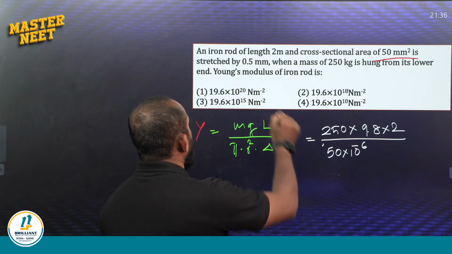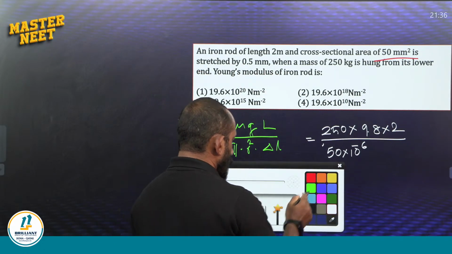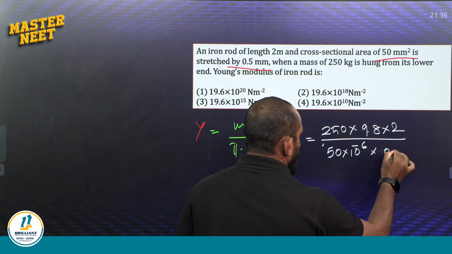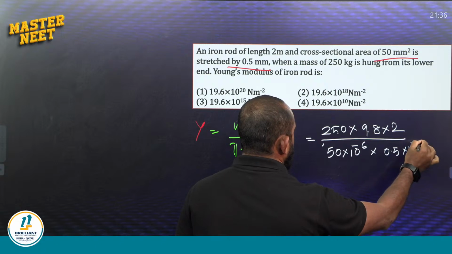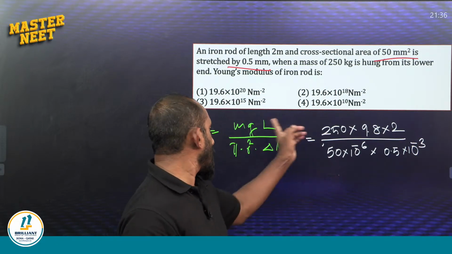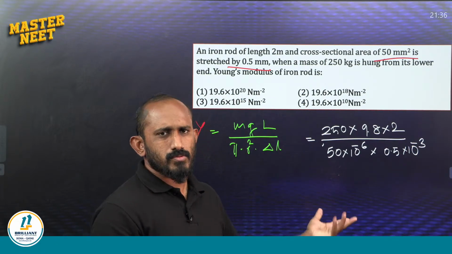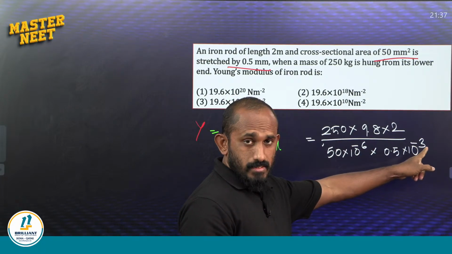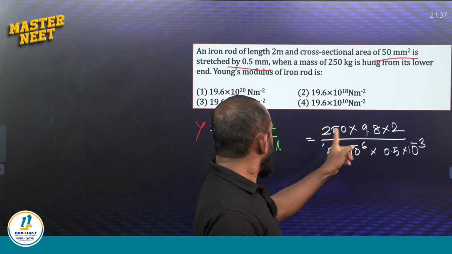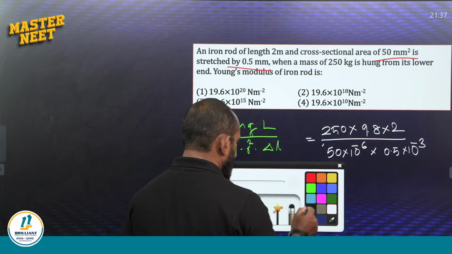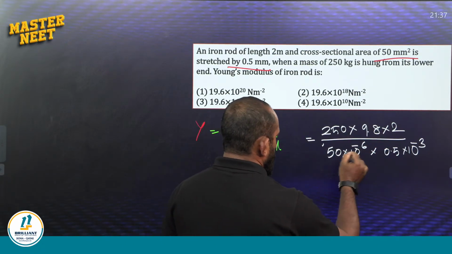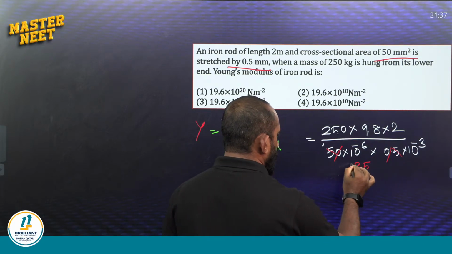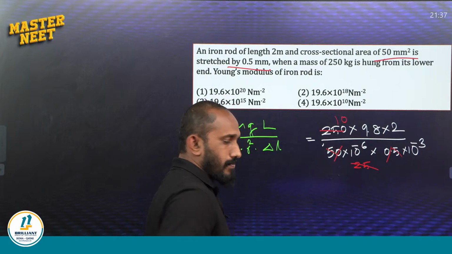Then stretched by 0.5 millimeter is the extension produced, so it will be 0.5 into 10 raised to minus 3, millimeter to meter. You have to confirm delta L. Fine, just substitute, that's all. See here, 10 raised to minus 6 is there, minus 3 is there, that is minus 9. Then 250 into 2, if you just cut short it, will become this, and this cancels. Okay, 5 into 5 is 25, 25 and 250 cancel, 10 is coming there.